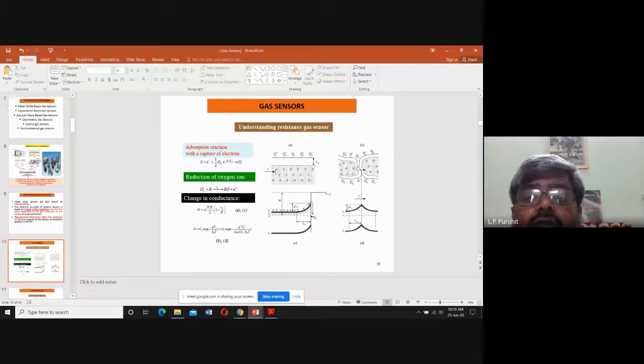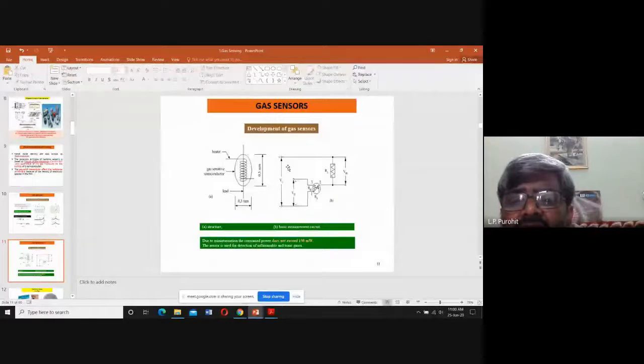Basically, there are three things. It is adsorption reaction, which is nothing but the scattering of an electron. There is a reduction of oxygen ion, and there is a change in the resistivity or conductivity. So these three things are there in the case of the resistive gas sensor, which we have used here. And we can develop the gas sensors by making it a transducer with some signal conditioning and all that.